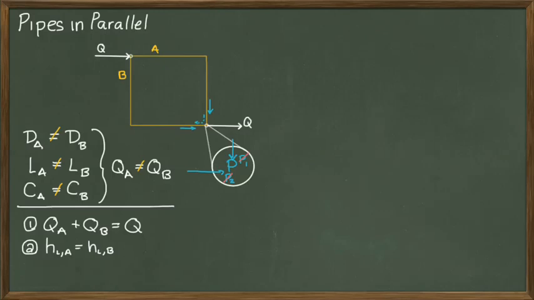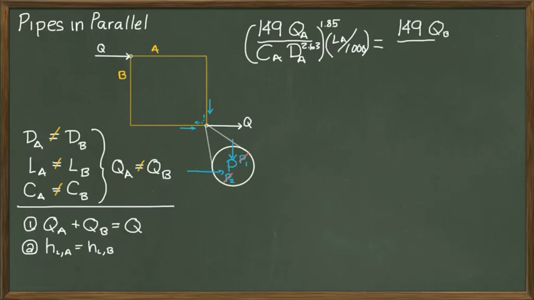Calculating the head loss, we can use one of the head loss formulae previously covered. In this case, I will use the Hazen-Williams equation. Because the head loss in A is equal to the head loss in B, we can set the 2 head loss calculations equal to each other.